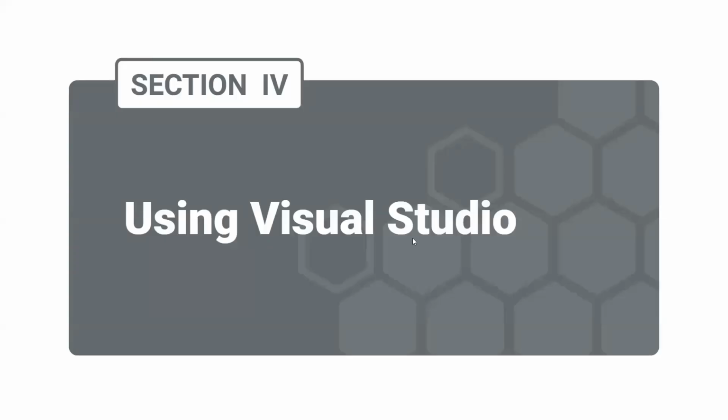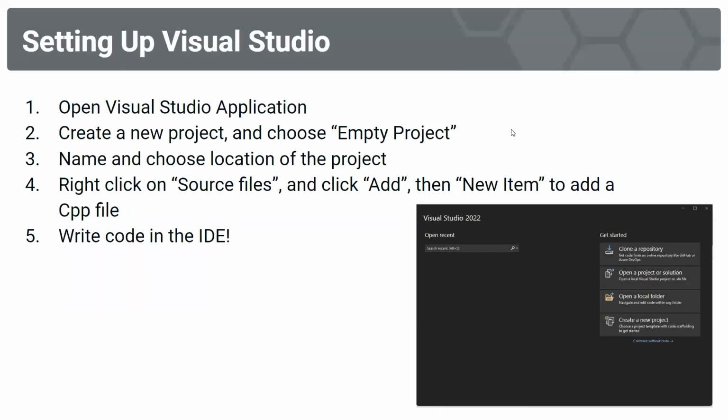Next, I'll talk about using Visual Studio. So if you want to set up Visual Studio, you can open the Visual Studio application, and then to create a new project, you can choose empty project. And then you also want to name and choose the location of the project. Then right-click on source files, click add, and then new item to add a C++ file. Lastly, after that, you can write code in the IDE.